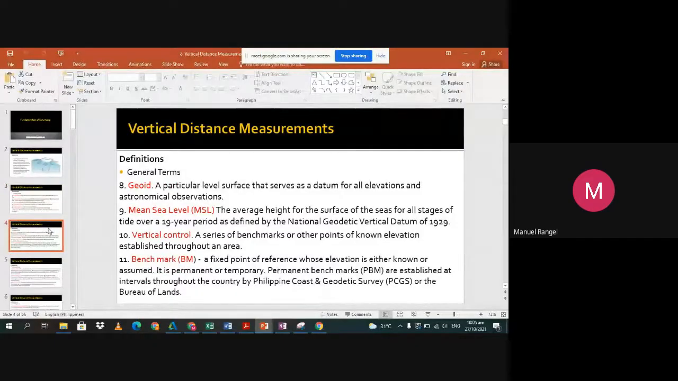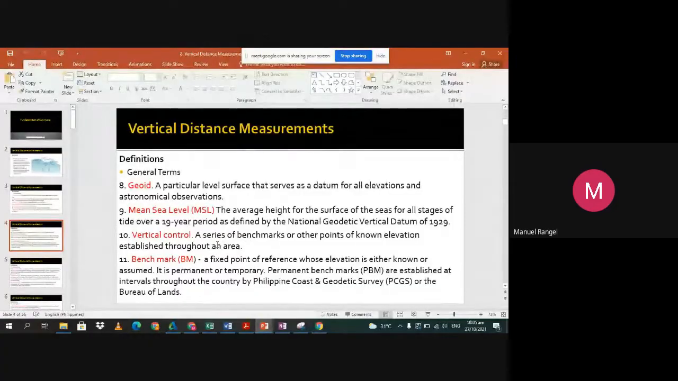Then mean sea level, the average height of the surface of the seas for all stages of tide over a 19-year period, as defined by the National Geodetic Vertical Datum of 1929. So na siya standard. Vertical control, a series of benchmarks or other points of known elevation established throughout an area. So na siya yung mga series of points or benchmarks yung gitawag. Usually mga nagakuan ani is mga surveyor jud.